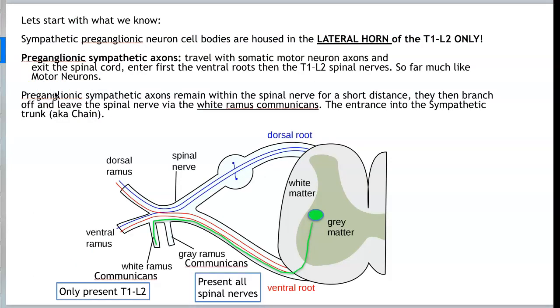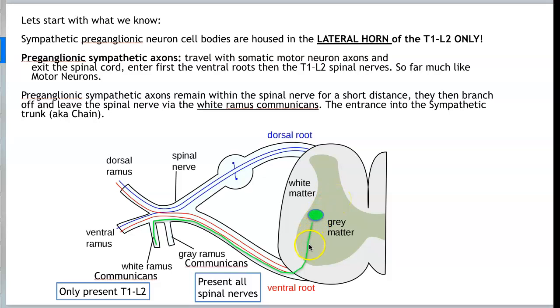You know that sympathetic preganglionic neuron cell bodies are located in the lateral horn of T1 through L2. So the first visceral motor neuron cell bodies are within the CNS, and they're in the lateral horns T1 through L2. Remember, this is where the visceral motor neuron cell bodies are, in the lateral horns, in the sympathetic nervous system, T1 through L2.